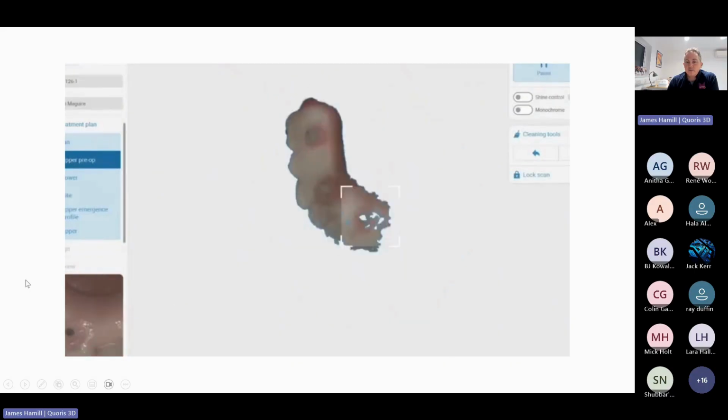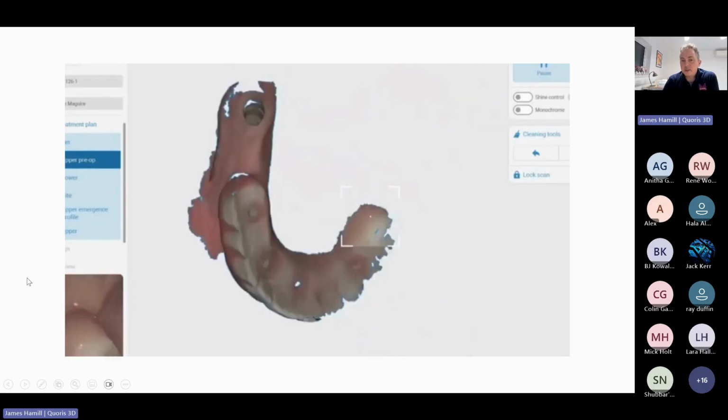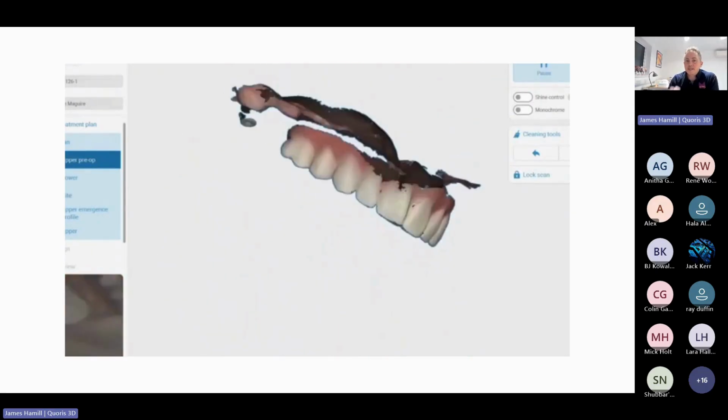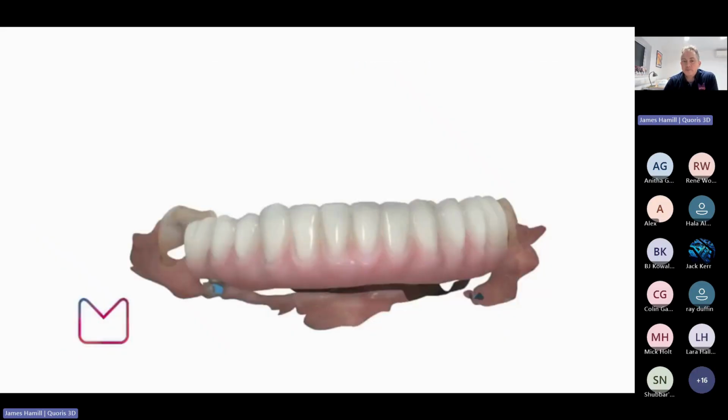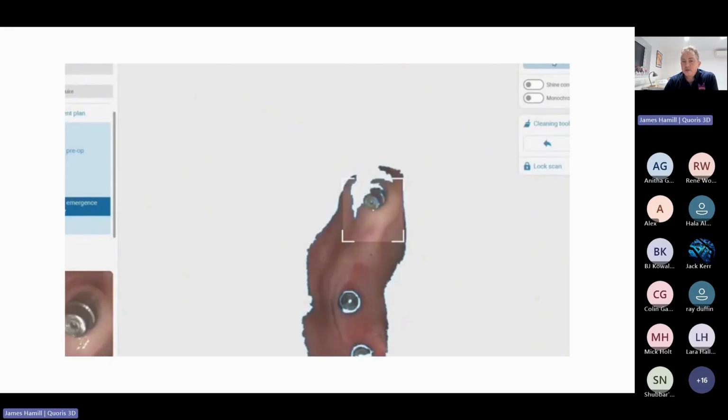Here is a very quick video of capturing that information. This is the bridge in place. You'll see that the pterygoids haven't been picked up in the temporary. This is the opposing. Here's the soft tissue.